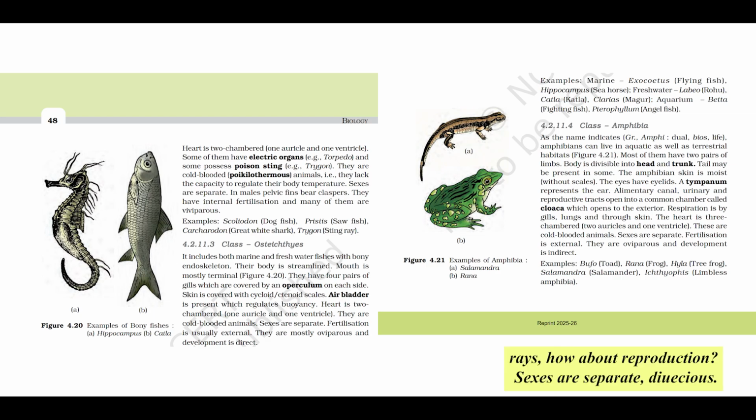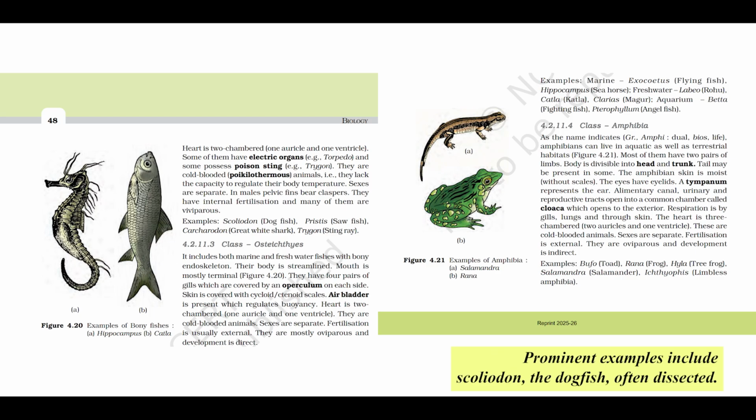How about reproduction? Sexes are separate, dioecious. In males, the inner edges of the pelvic fins bear rod-like structures called claspers, which are used for transferring sperm during copulation. Fertilization is therefore internal. Many species are viviparous, giving birth to live young, while others are ovoviparous, eggs hatch internally, or oviparous, lay large, yolky eggs, often in protective cases called mermaid's purses. Internal fertilization and live birth are quite advanced for fish.